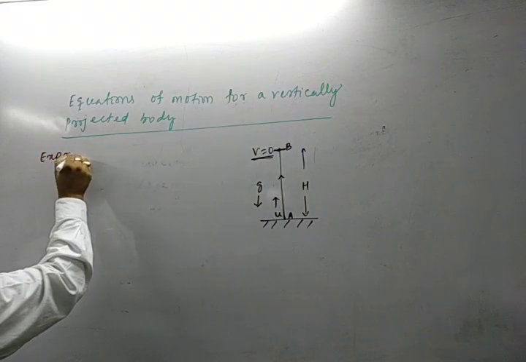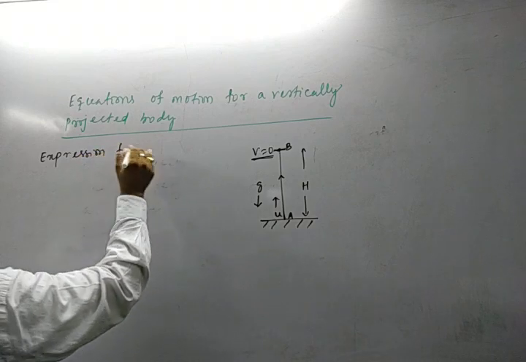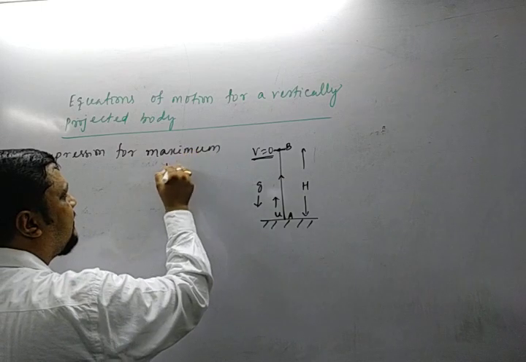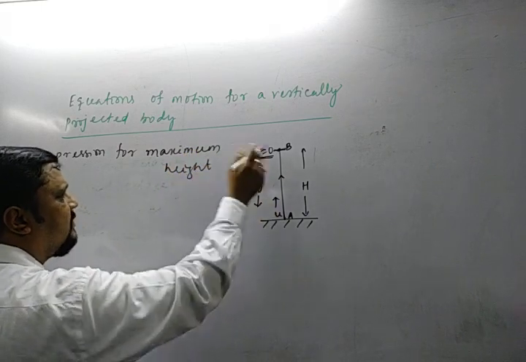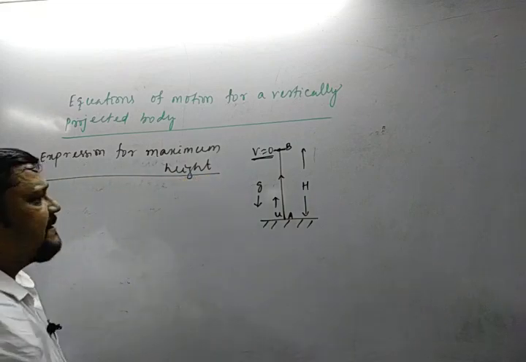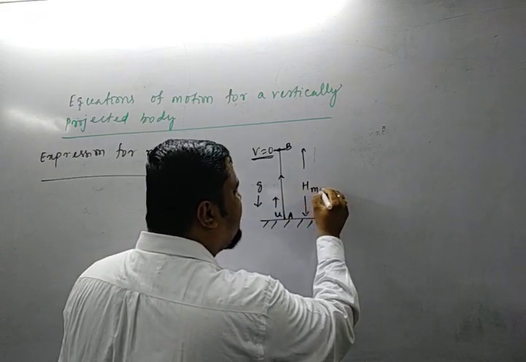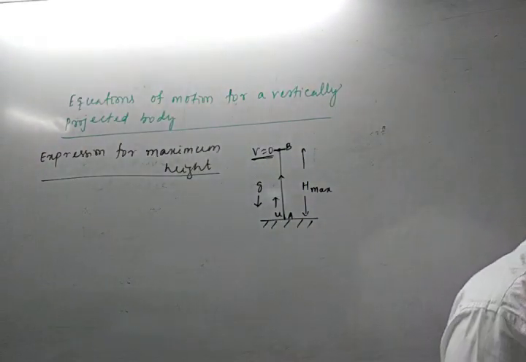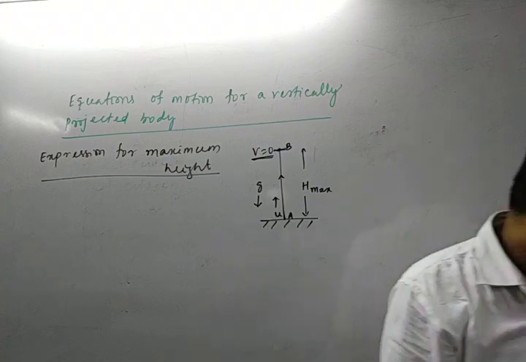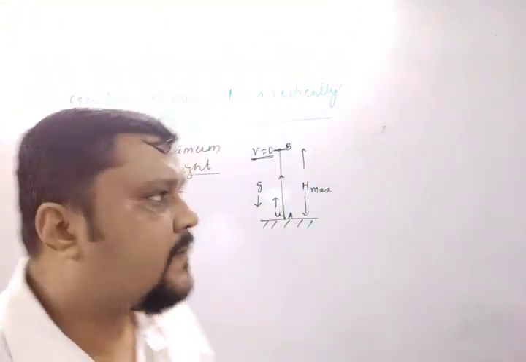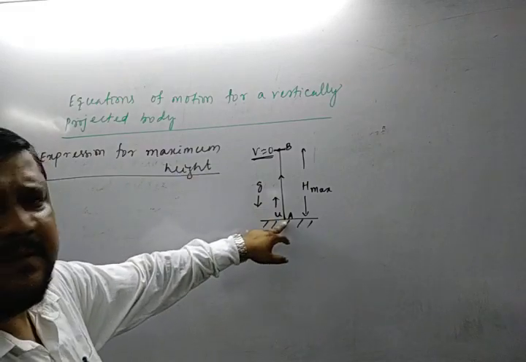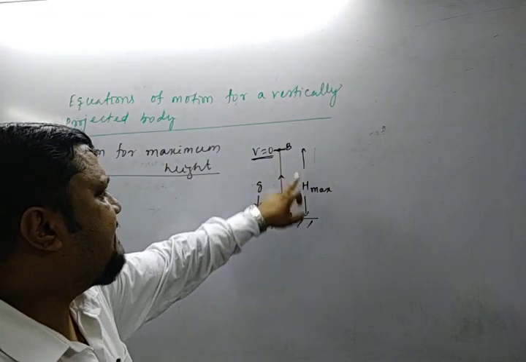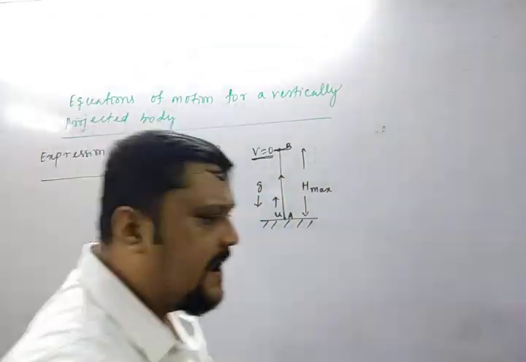Expression for maximum height. You can take this as a problem also. I have projected a body with a velocity u. The final velocity is 0 at the height, and this height is obviously the maximum, h max. Now I will find the expression for maximum height. Let the body be projected from A with a velocity u, reach the final point B where the final velocity is 0, attain the maximum height h max, and the acceleration due to gravity acts downward.